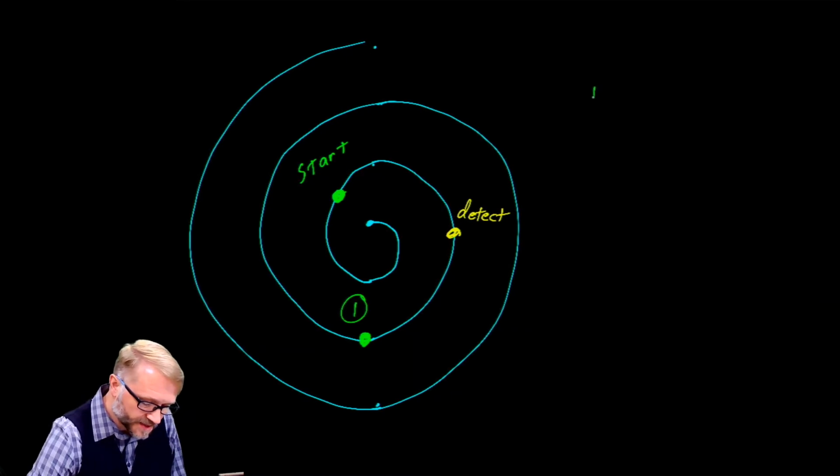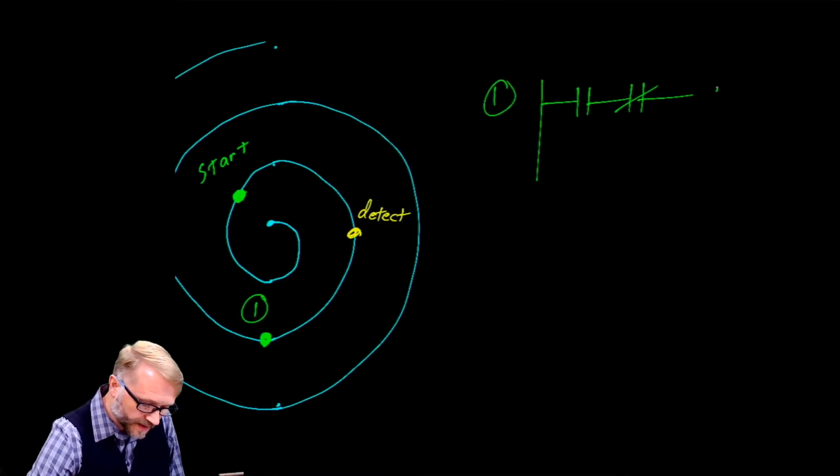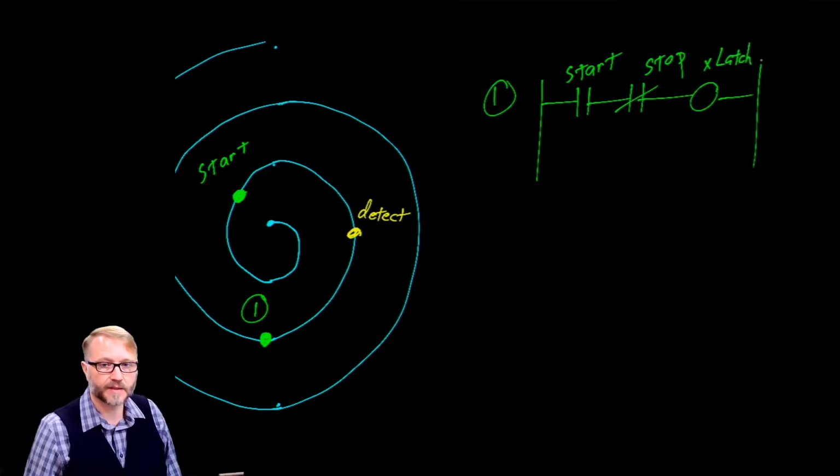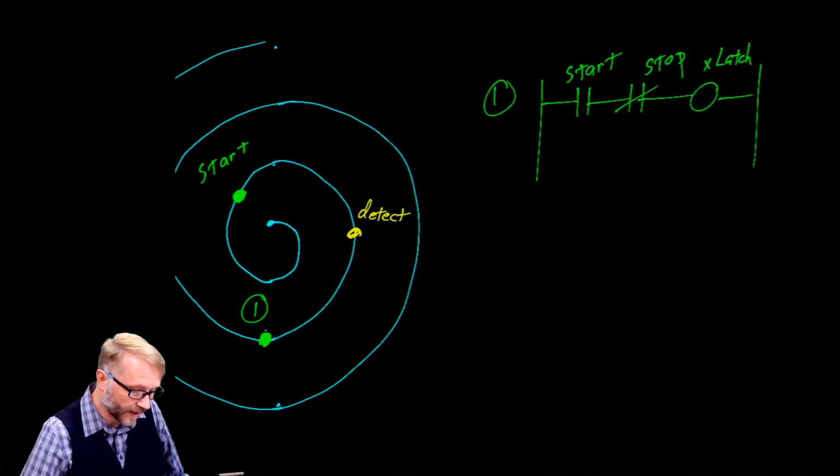And at that position 1, this is what we see. The ladder logic is like this. So this is our start button. This is our normally closed stop button. And we'll see that the Boolean latch is activated. Okay, so that's what happens at position number 1.